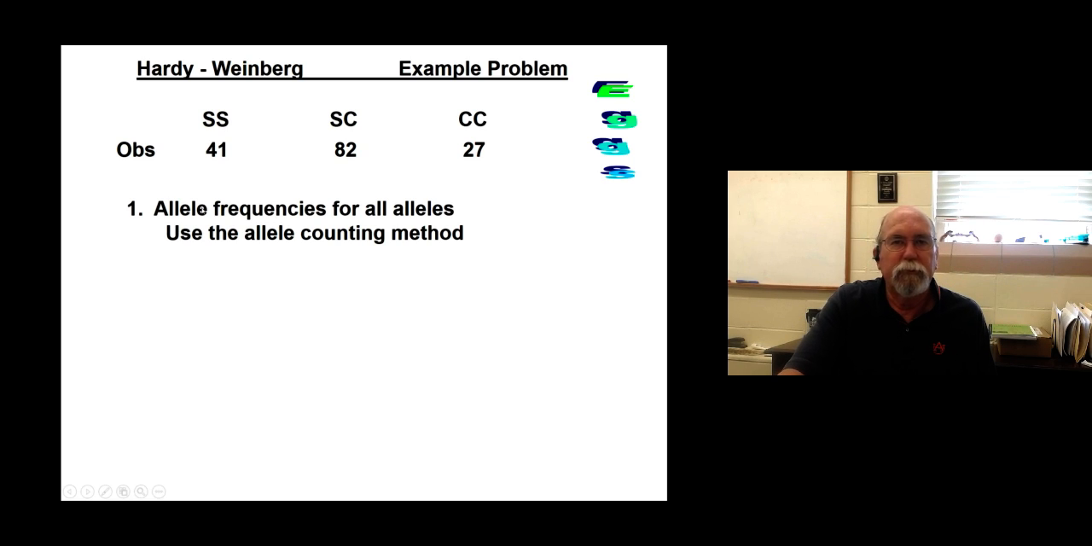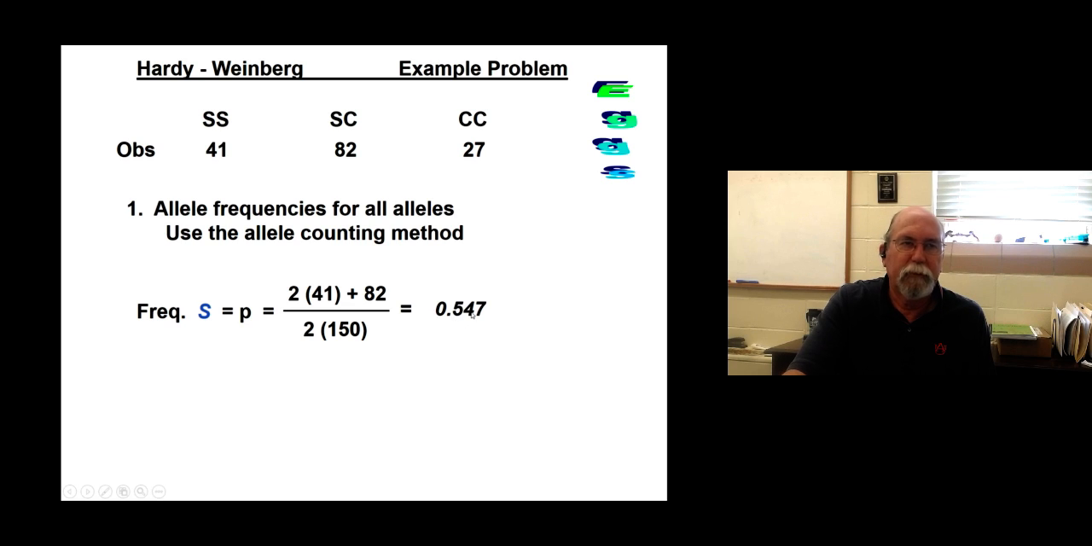Well, first thing you have to do is the allele frequencies. We've got 2 alleles, an S and a C. Pick one of them, doesn't matter. We'll just pick the frequency of S and call it P. We've got 41 times 2, plus 82 of the hets, divided by whatever the total is times 2, which is 150 times 2. And we get a frequency of about 0.55.